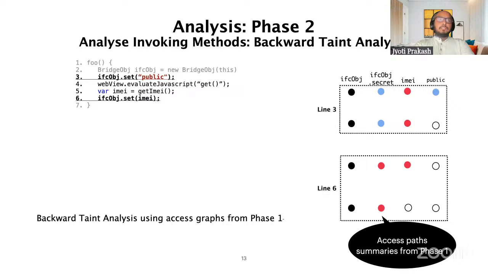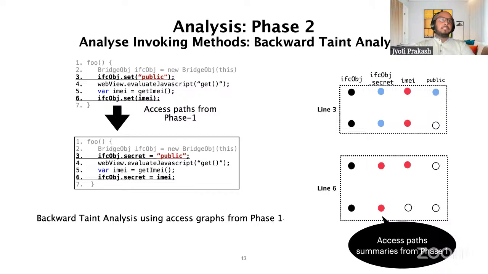Now in the next phase, we use the summary information from the previous part. Since we want to do demand analysis, we start from the functions where evaluateJavascript or loadUrl has been used, and we replace the summary bridge method calls with the summary information. In this case, the summary information that we get is IFC_object.secret is equal to public, and IFC_object.secret is equal to IMEI.